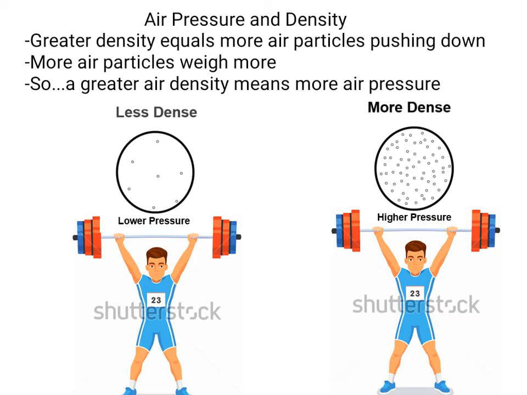Now, let's replace that just with air particles. So let's say above this person, we have air particles that are spaced like this. Well, that's going to have less weight, lower pressure pushing down. This is the same size circle, but our air particles are much closer together, so they're going to have more weight, so it's going to push down with more pressure. So that's what we mean when we say a greater air density means more air pressure. Because the particles are closer together, there's more of them, they have more weight, pushed down with more weight, thus a greater pressure.